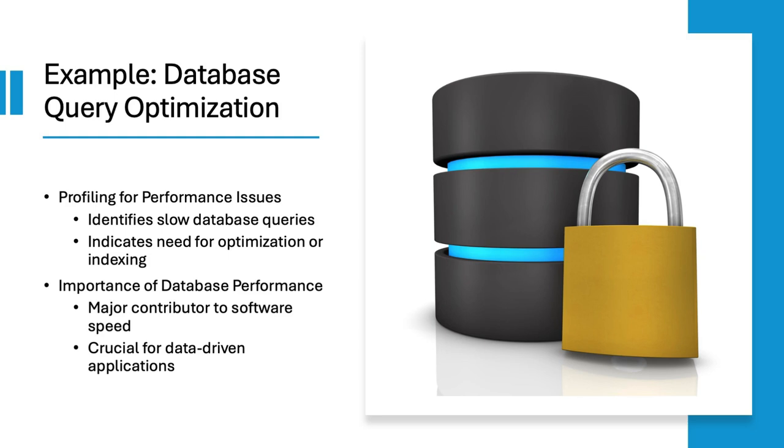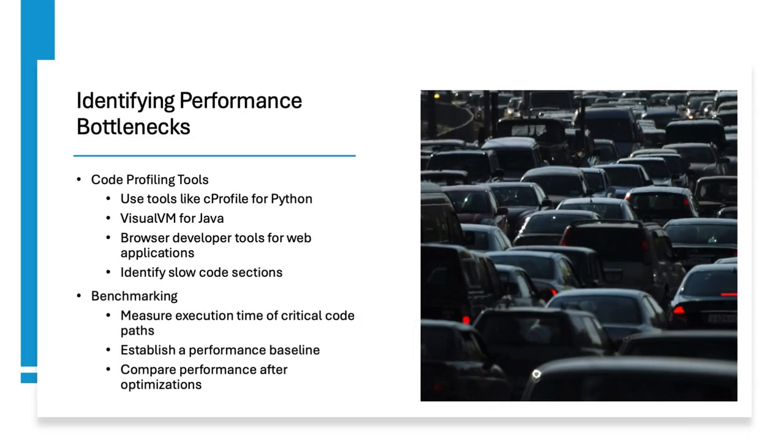Database performance is crucial for software speed, especially in data-driven applications. Profiling tools help identify performance bottlenecks by measuring time spent on different code sections. Use tools like cProfile for Python, VisualVM for Java, and browser developer tools for web applications. Benchmarking measures execution time to establish a baseline and compare performance after optimizations.